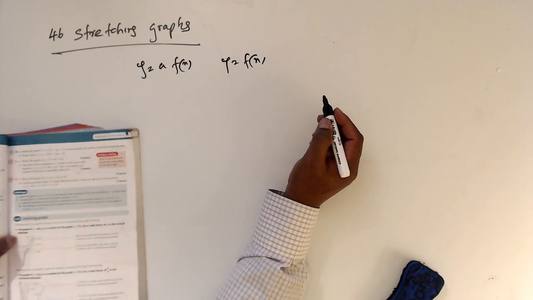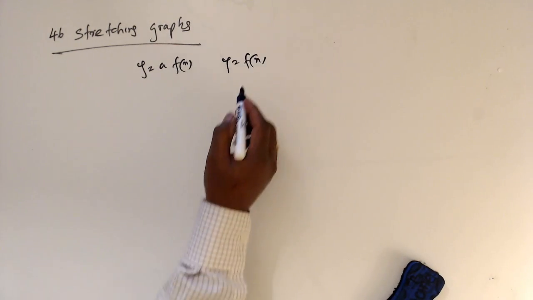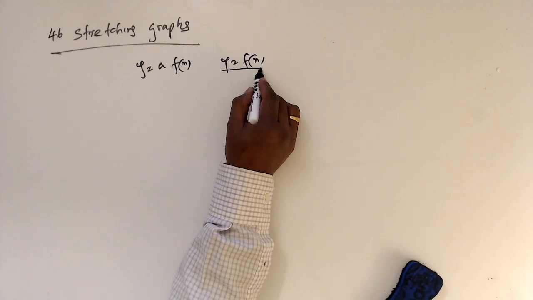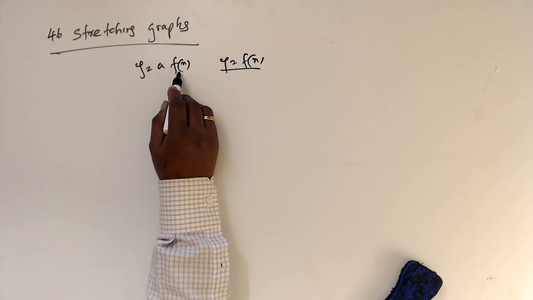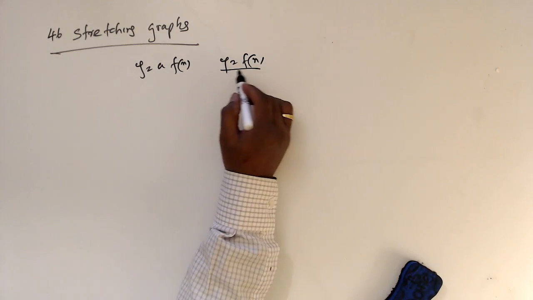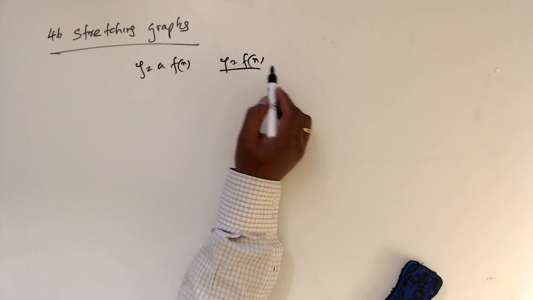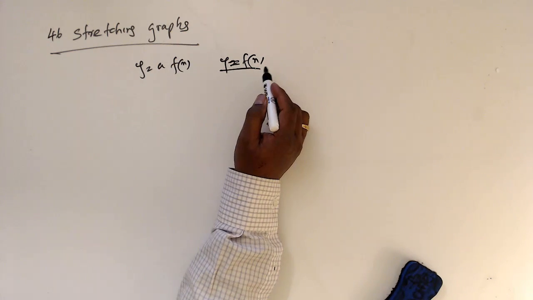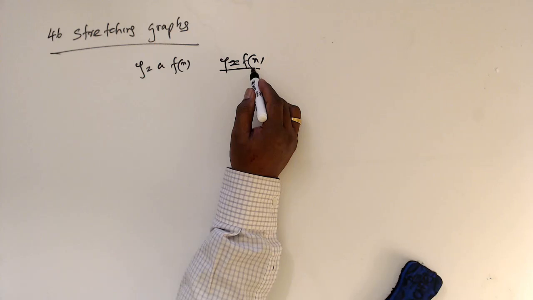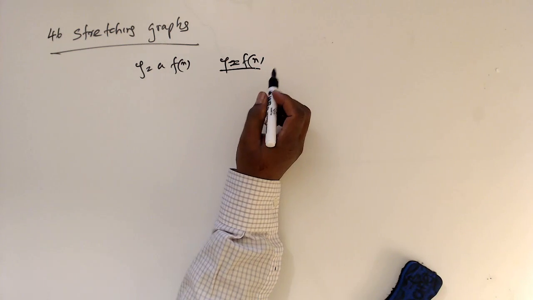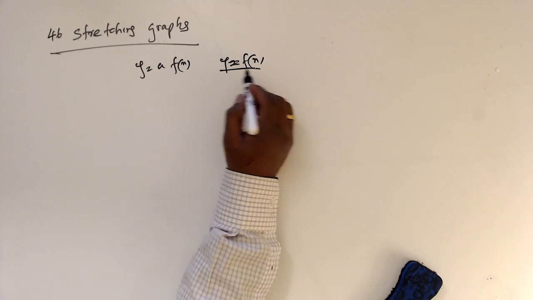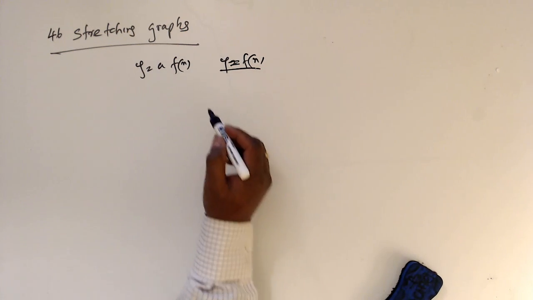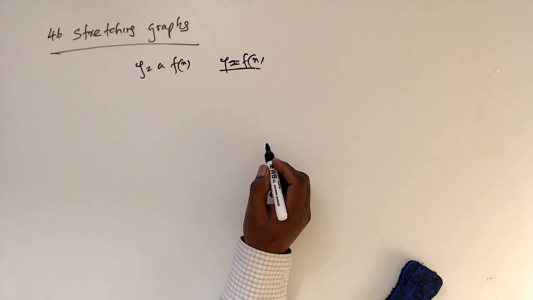So what is the meaning of this one? It means if you want to draw the y = a f(x) graph, you take the y = f(x) graph and stretch this f(x) along the y direction with the scalar factor of a. We'll see the meaning of this with an example.